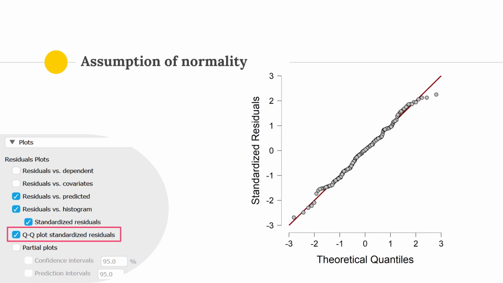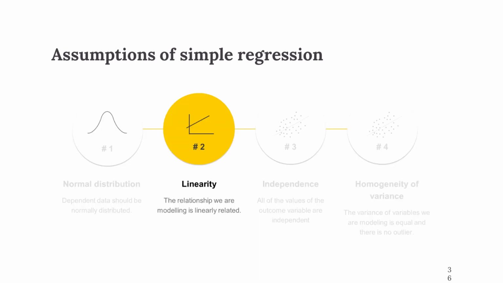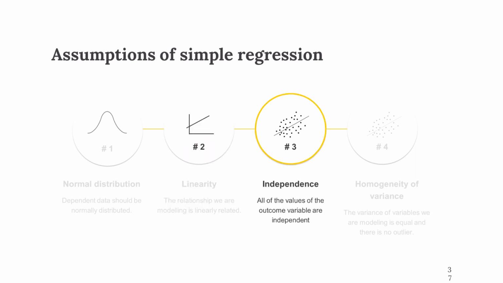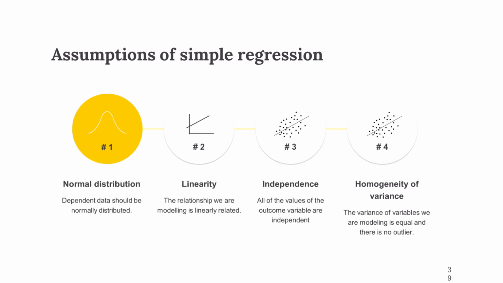Now we can conclude that 1. Our dependent variable, namely sales, follows normal distribution. 2. The relationship between sales and airplay is linear. 3. All of the values of sales are independent. And 4. The variance of sales and airplay are the same. Hence, all assumptions of simple linear regression have been met.